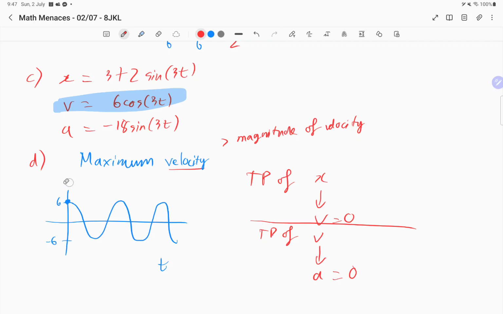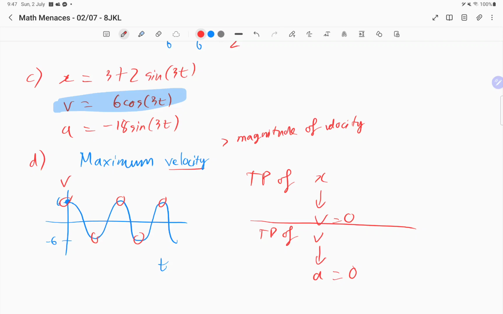So you see, this is the graph of velocity. The maximum velocity will be these top points. These are the maximum velocity. But which points represent maximum speed? It's all of these. Wouldn't it be right?